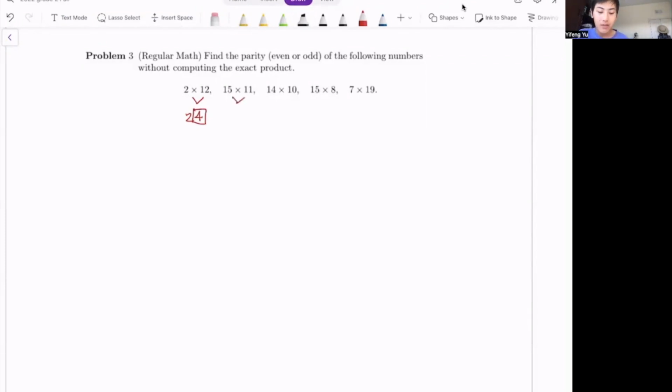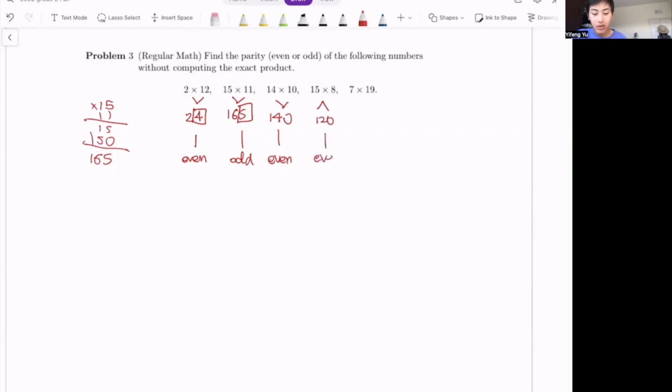Then 15 times 11, let's write this out this time since it's a bit harder. We do this, and that gives us 165. Well, we know that 165, the last digit is 5, and 5 is odd, so therefore that should be odd too. And then 14 times 10, that gives us 140. And we know 140 is even since 0 is even. And then 15 times 8, that gives us 120. And 120 is even as well.